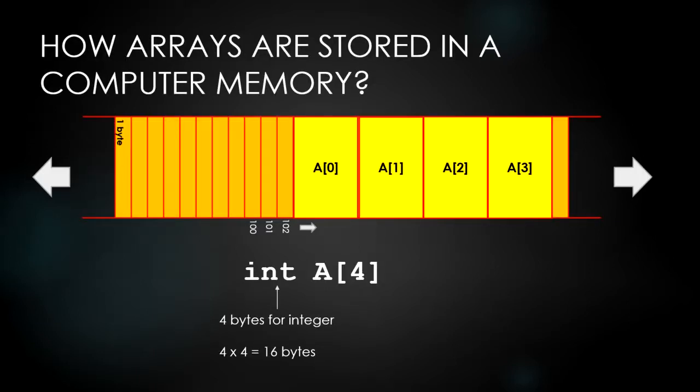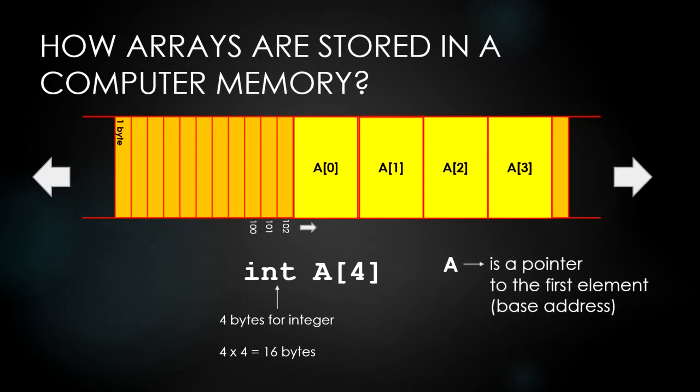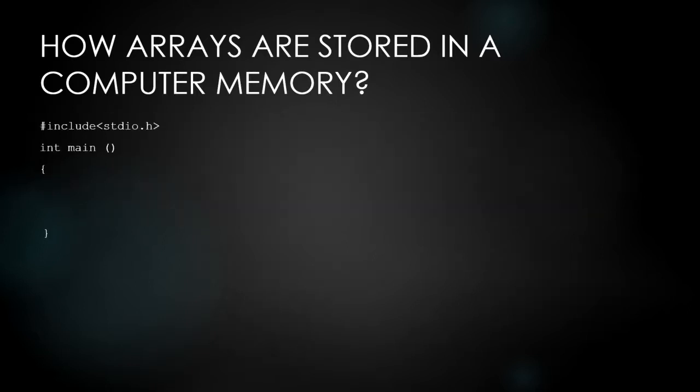When we declare an array, like say for example, we have declared an array of size 4, then this variable A is nothing but a pointer to the first element in the array. We can also say that the variable A is a pointer that points to the base address of the array, and this is better explained in a real program. So let's try to do that.